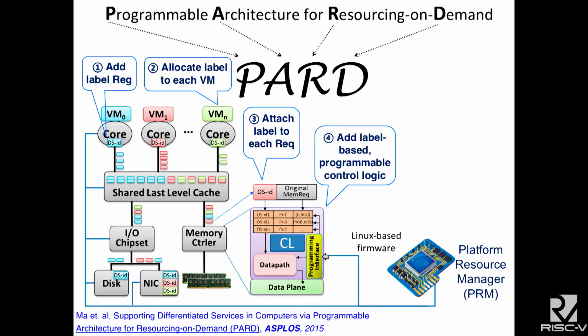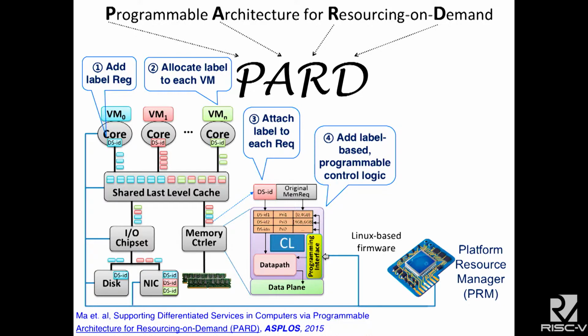Each column of the table corresponds to policies. When a request comes, the control logic will use the label attached to this request to index the control table. This will retrieve a set of control policies, and these policies will be applied to this request.